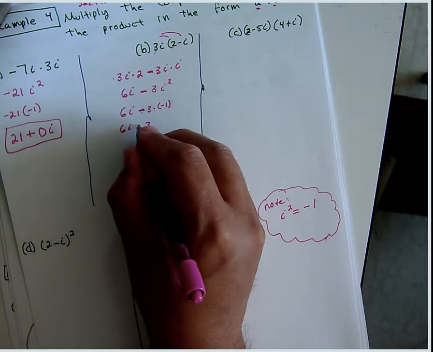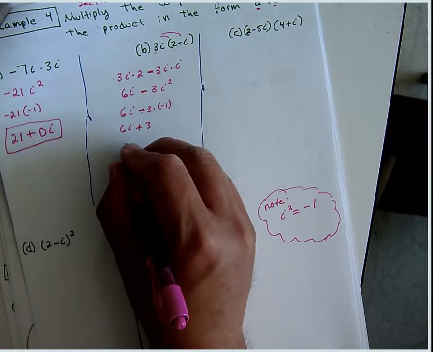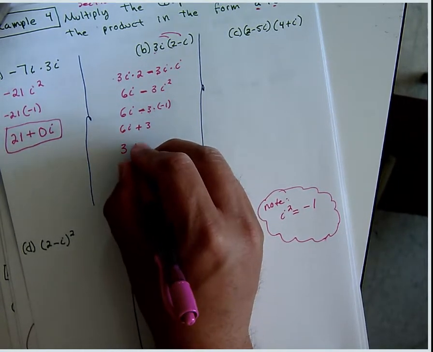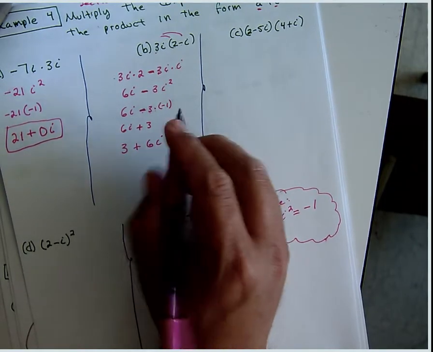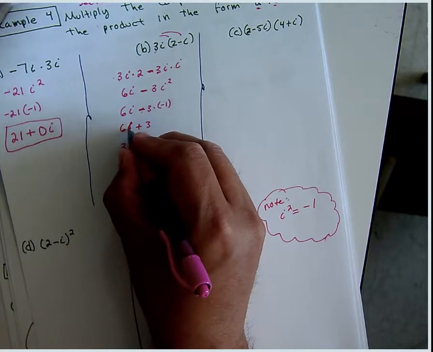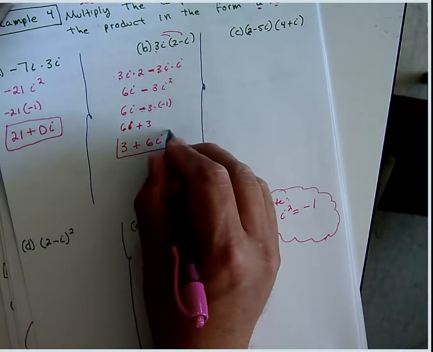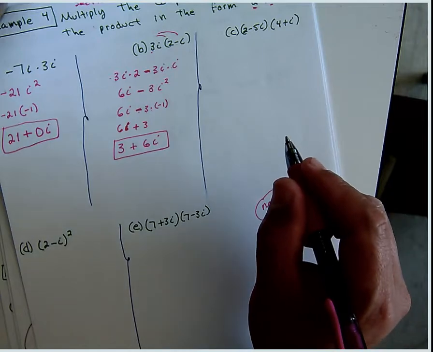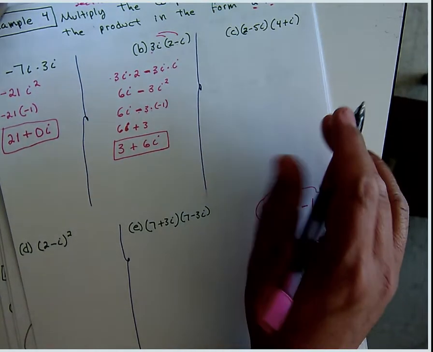Now remember, for complex numbers, they want the number first. So you would just switch these like this. This is the i. That would be the answer for that one.